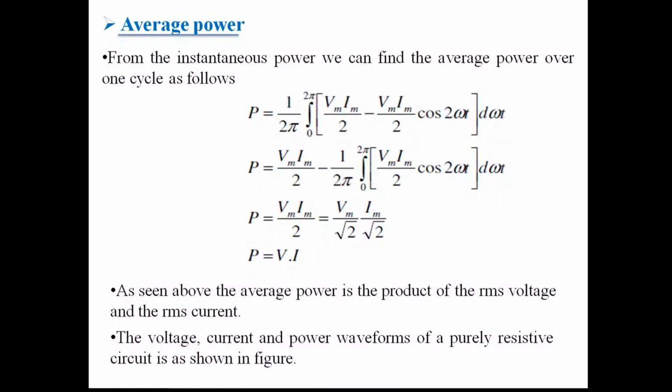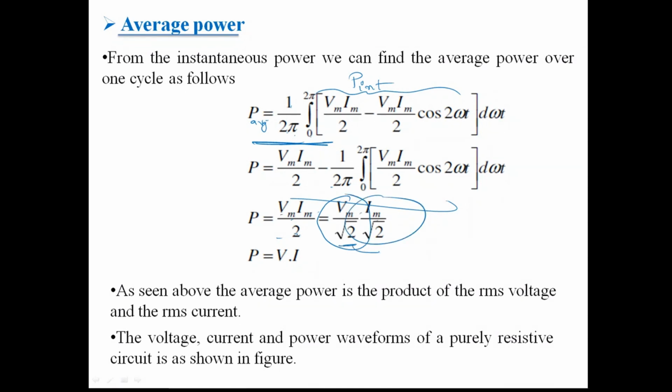Then coming to the average power. From the instantaneous power, we can find the average power over one cycle by using the average quantity of any sinusoidal expression. So the average power, P average, is 1 by 2 pi integral 0 to 2 pi of the P instantaneous expression. If we integrate this and substitute the right limits, what we get here is Vm into Im by 2, and this I can write as Vm by root 2 into Im by root 2.